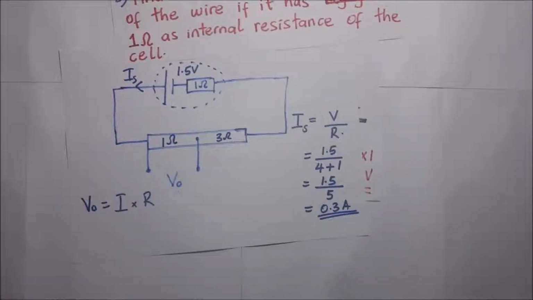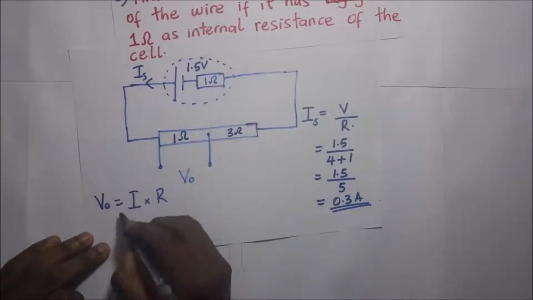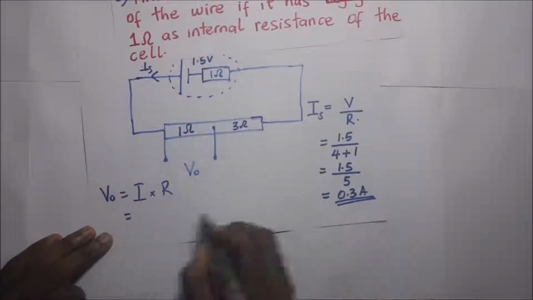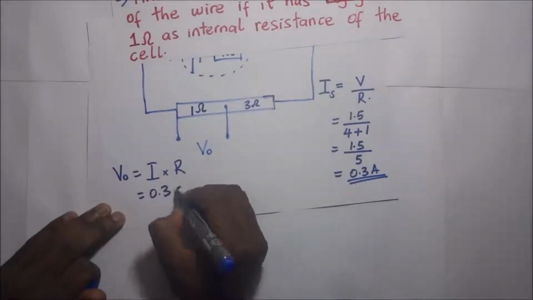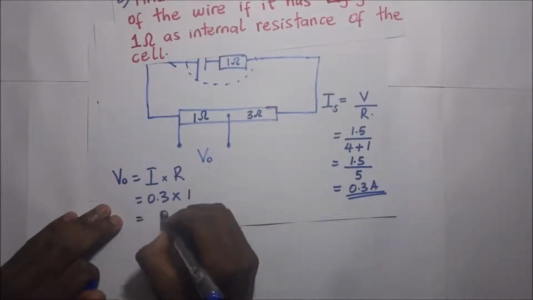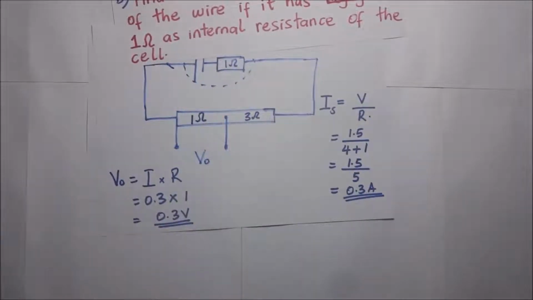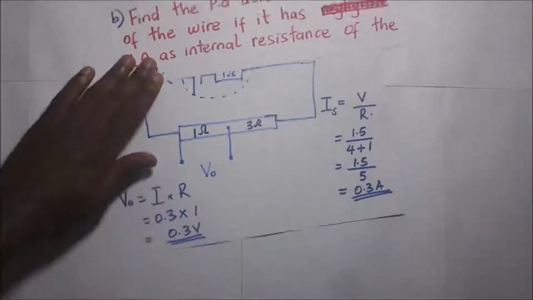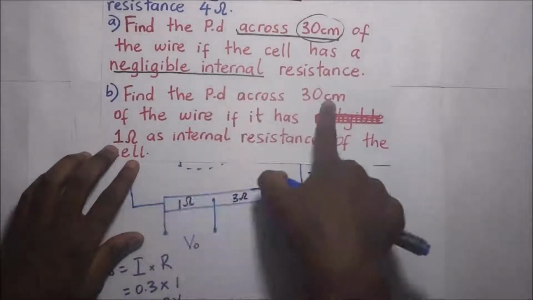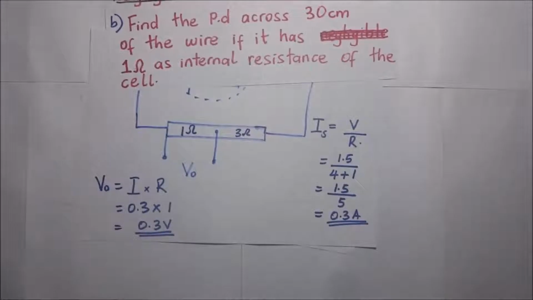So now that we know that the amount of current going through here is 0.3 amperes, the output voltage therefore is going to be 0.3 amperes multiplied by that resistance, which is 1, and it is going to give us 0.3 volts. So that is the output voltage, or the PD across the 30 centimeter portion of the wire. And that answers our question.